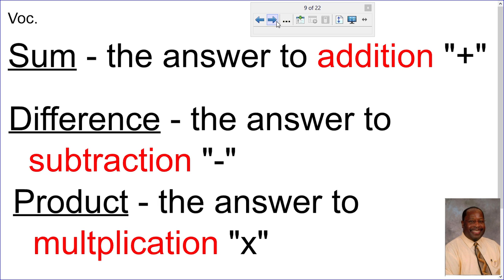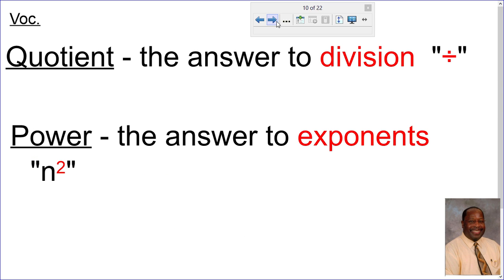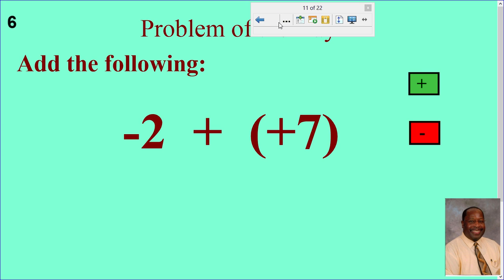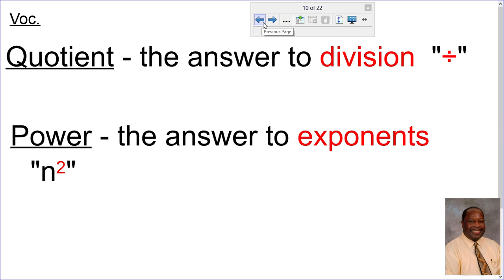Here are some vocabulary words associated with that. Sum, the answer to addition. Plus. Difference, the answer to subtraction. Minus. Product is a word we haven't talked about yet. The answer to multiplication. Times sign. Quotient, the answer to division. We haven't talked about that yet. The division sign, or you can use a fraction, which means division sign. And power, the answer to exponential problems or exponents.